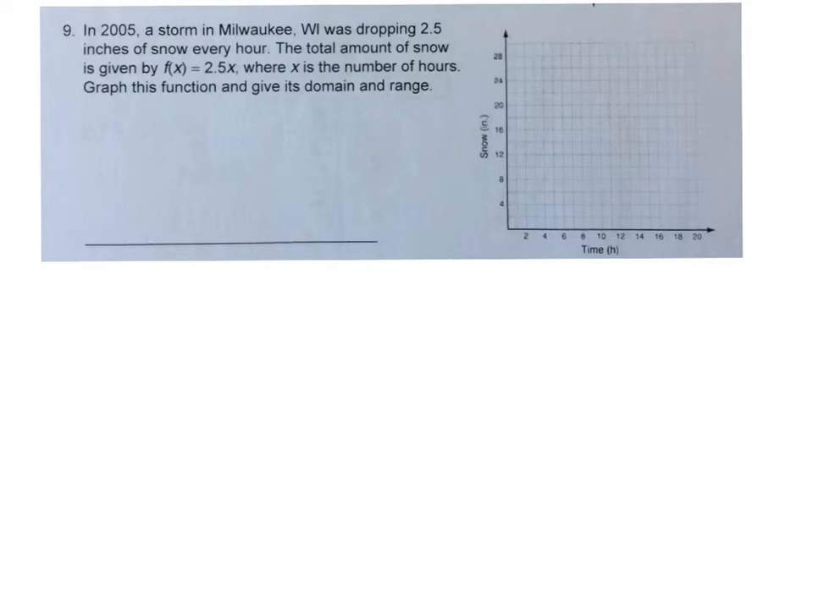Okay, in this particular problem, it's a word problem, and you're going to have to graph this function and give its domain and range. Now, the domain and range has to make sense. For instance, since this is talking about snowing, notice the graph goes all the way up to 20 hours of snowing. So how many inches of snow can I have in 20 hours?